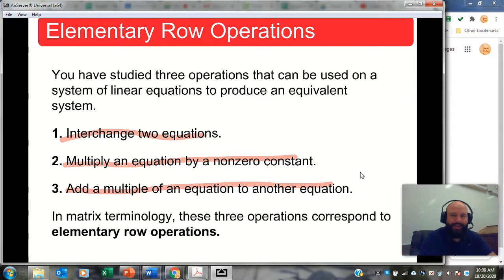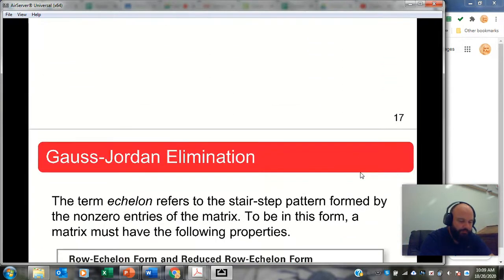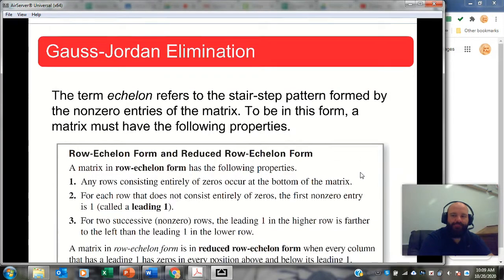And so, as I said, I'm not going to go into how you actually do this. I wanted to just briefly give you an idea of what you're allowed to do. And those are the three things that you're allowed to do. But we're going to be using our graphing calculators to solve these. So the technique that we follow when we're trying to do those three things is called Gauss-Jordan elimination.